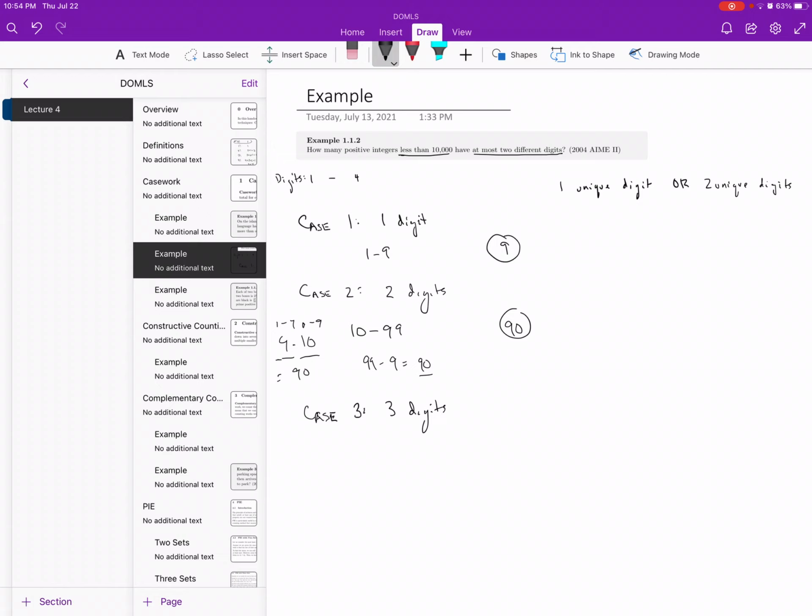So in this case, we have 3 digits, and we want at most 2 different digits. So what this means is, well, let's take a look at this. Let's say this box has all 3-digit numbers. Now we're going to divide it into 2 parts. Numbers with 3 different digits and numbers with less than 3 different digits.